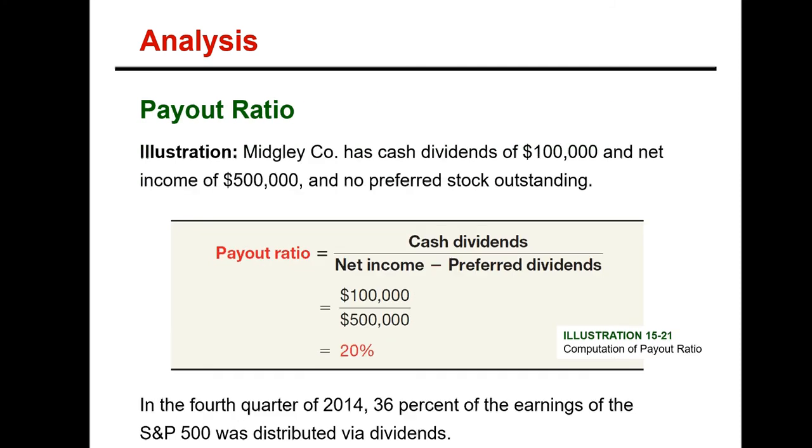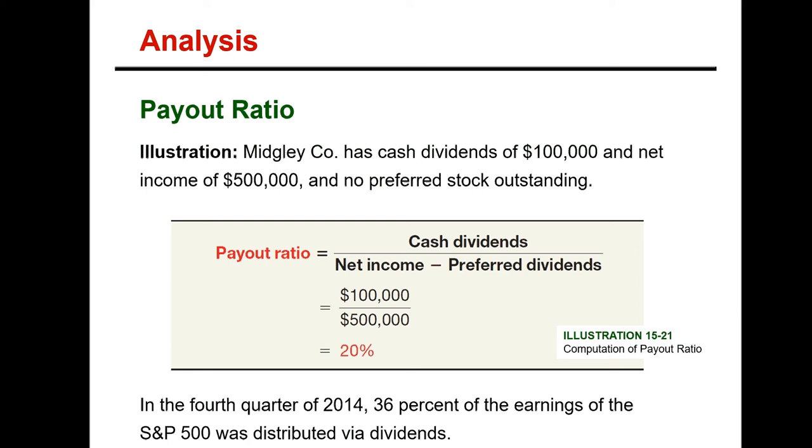Okay. Then the next thing is our payout ratio. It's basically to be able to pay out a computation. We have cash dividends of $100,000 and net income of $500,000 and no preferred stock outstanding. Okay, so we just take the cash dividends divided by net income minus preferred dividends. That gives us a 20% scenario.